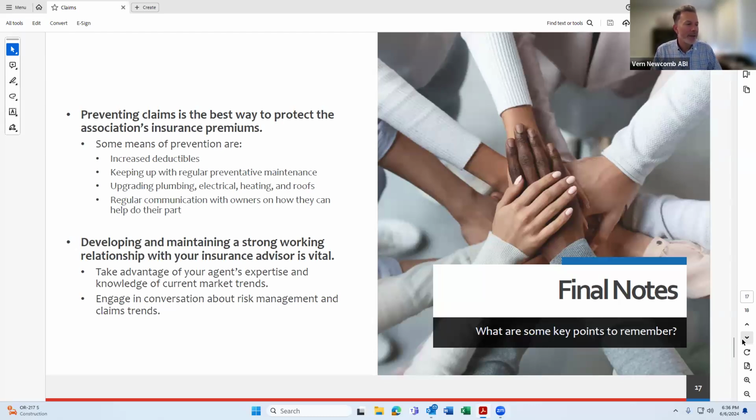They want to make sure that the plumbing is updated, the electrical has been inspected, and the heating and roofs are well maintained. They look really close at that. And regular communication with owners on what they can do to help their part. There are maintenance requirements for owners. Oftentimes owners think, well, I live in a condo, the maintenance is on the association. I don't need to maintain anything. That's not true. They need to maintain the inside of their unit.